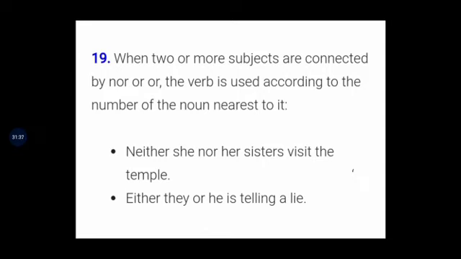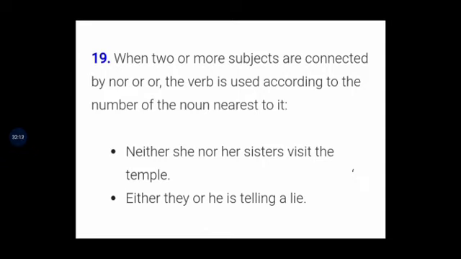When two subjects are connected by nor or or, we need to take the verb according to the subject which is near to it. So here, which subject is near to the verb? Her sisters. Her sisters is the plural subject, so we need to take the plural form of the verb. Neither she nor her sisters visit the temple.